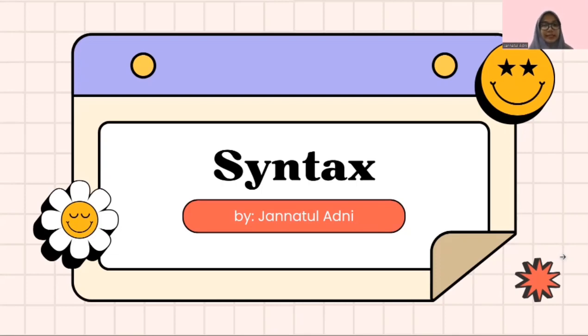Today I want to present about syntax. In my presentation, I would like to explain the first, definition of syntax. The second is the basic principles of syntax. The third is the phrase. The fourth is clause, and the last is syntax tree diagram. Okay, so let's begin our presentation.